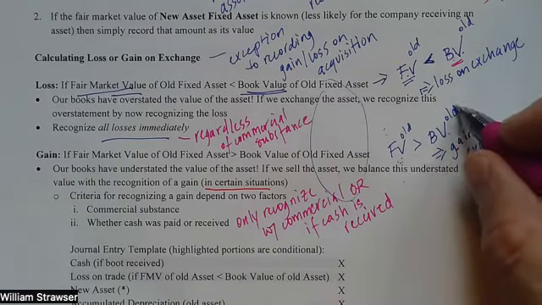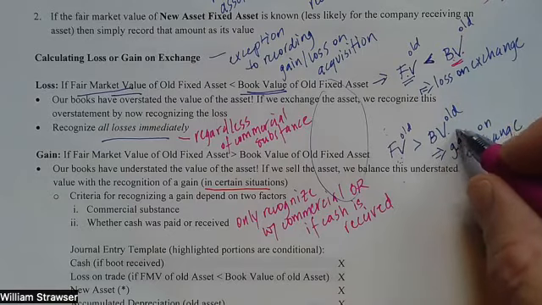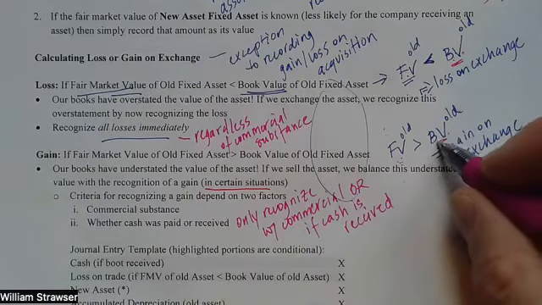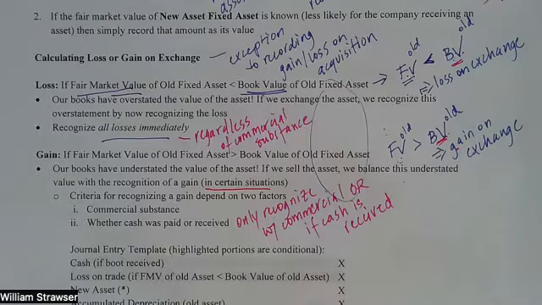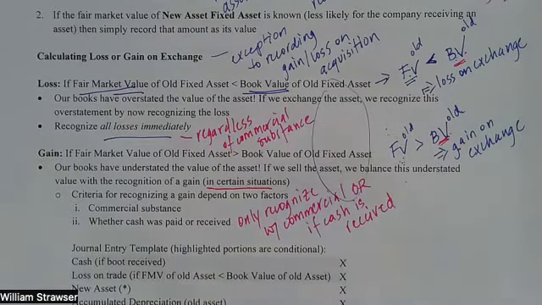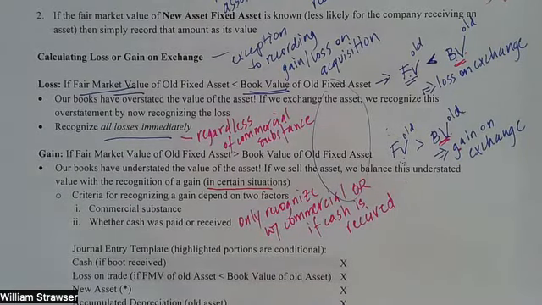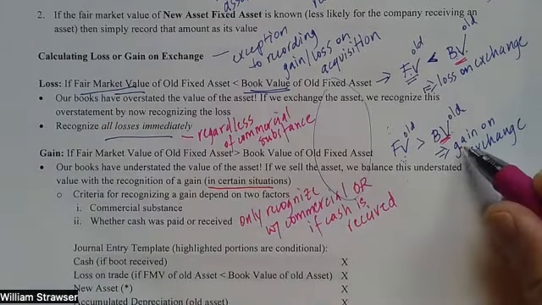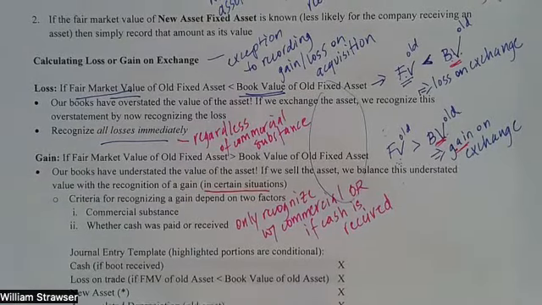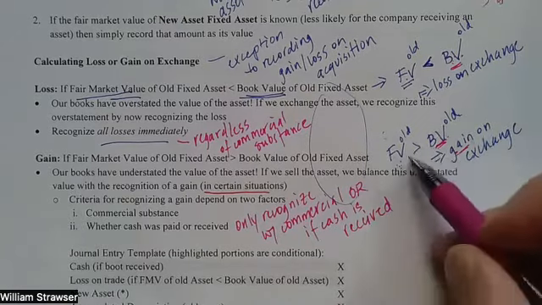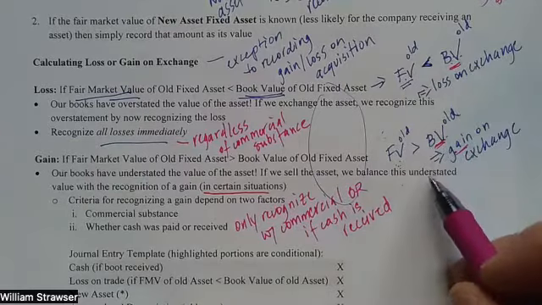If my historical cost less accumulated depreciation on the balance sheet, the book value of my old asset, is less than the fair value, so I could sell it for more, then I'm having a gain on this exchange. But the whole transaction, gain or loss, is based only on what I'm giving up, right? And the market value of what I'm giving up versus its book value.